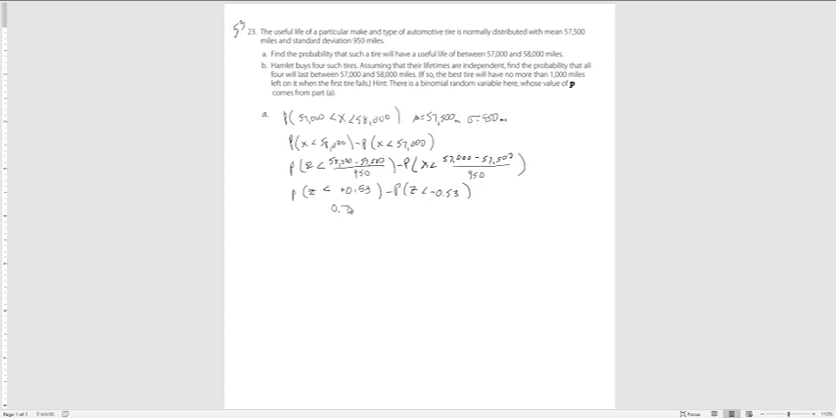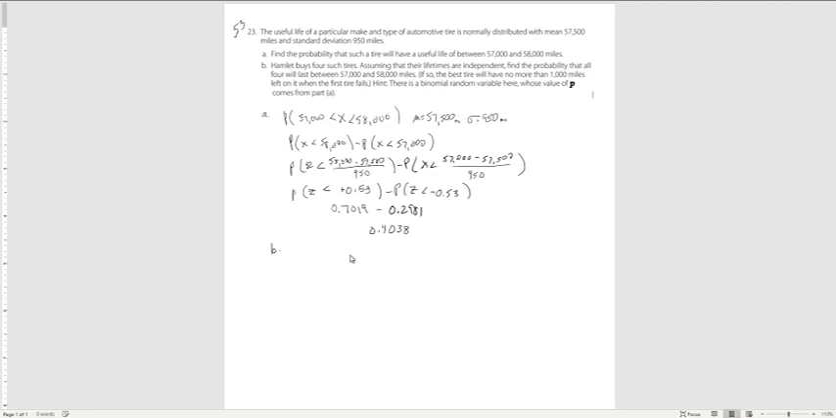So if I look this up on the table, 0.7019 minus 0.2981 gives me 0.4038. So there's a 40% chance that it'll be between those values. Could be the tire lasts longer or not as long.